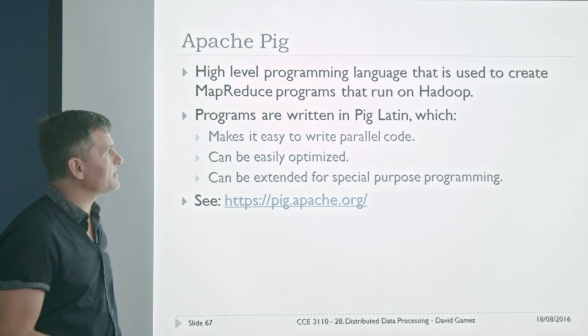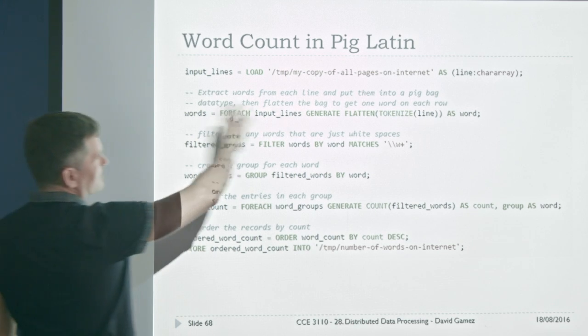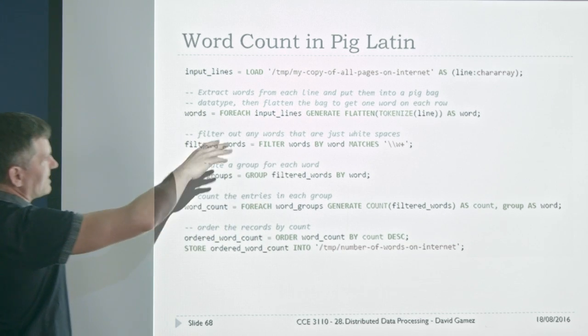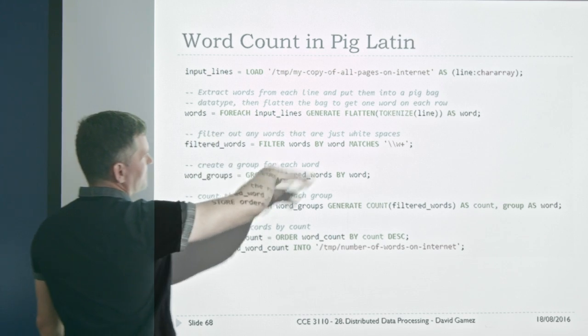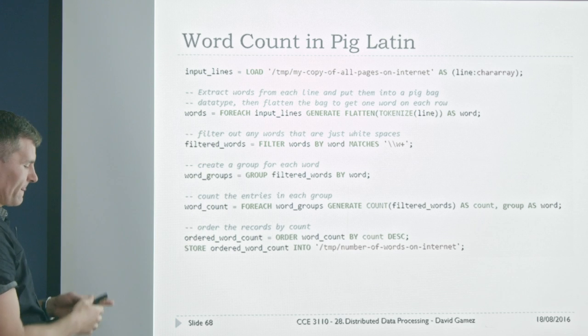So if you're interested in this sort of stuff, have a little look at that link. I have no idea about Pig Latin myself, but this is a simple way in which you can do the word count in Pig Latin. You have these commands, and you can basically express a MapReduce job in a simple, compact way.